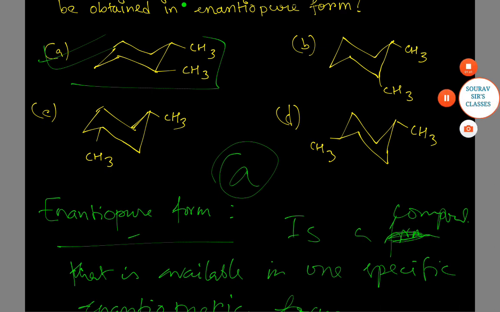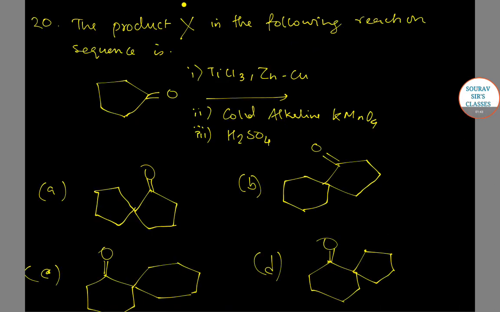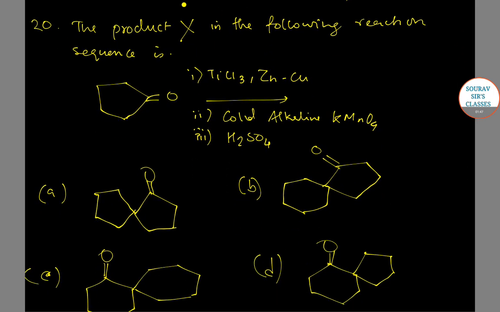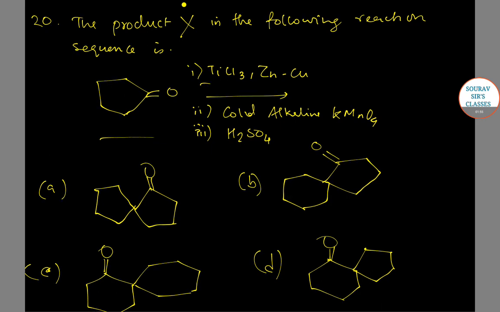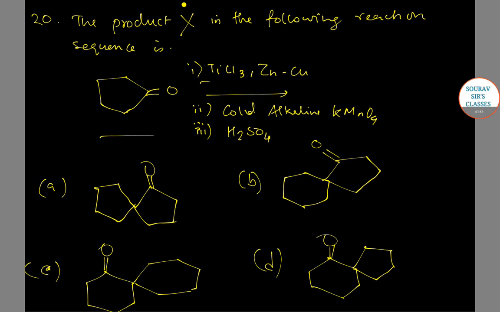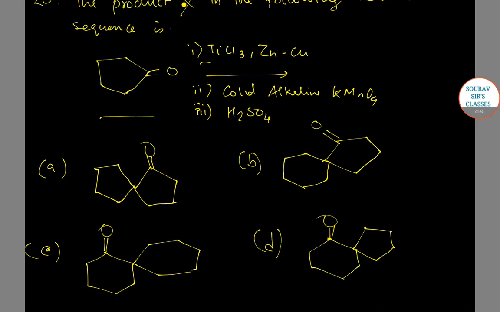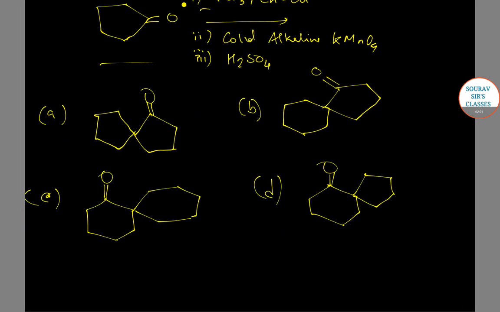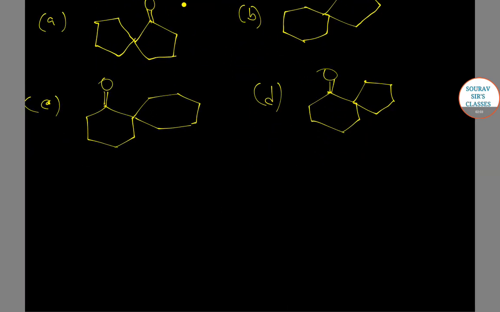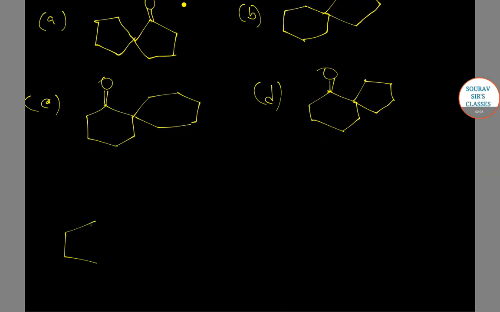Moving on to the next question. So we have question number 20 in hand. The product in the following reaction sequence, and we have a compound here and we have given reagents. The first is TiCl3 ZnCu. The second is cold alkaline KMnO4, and the third is H2SO4. So basically this is the compound we have.